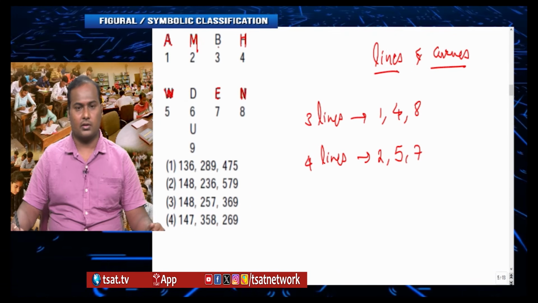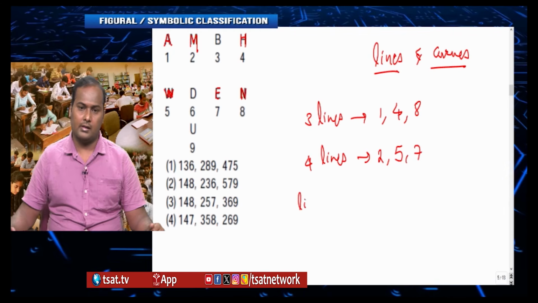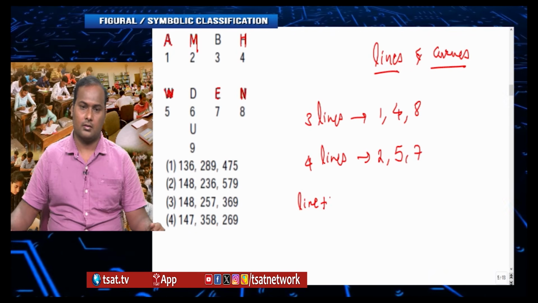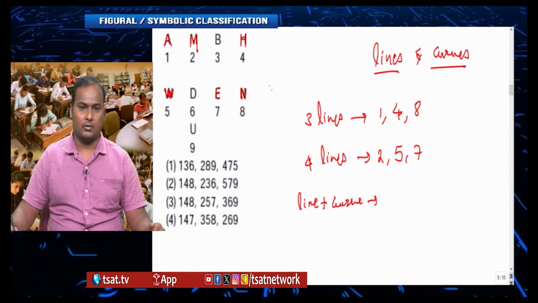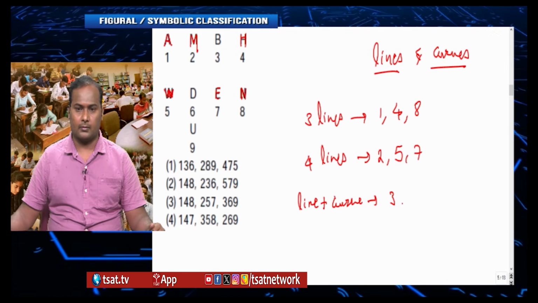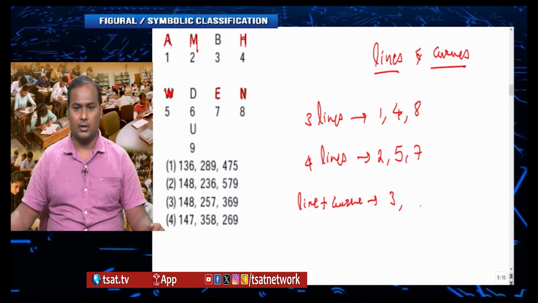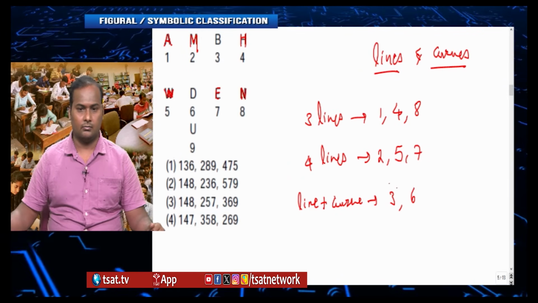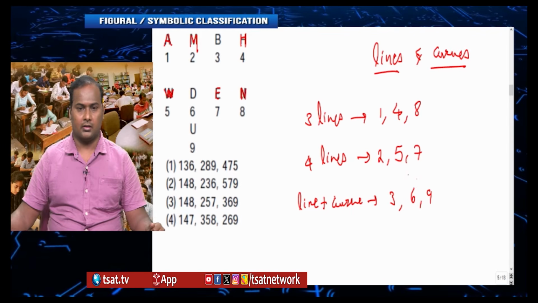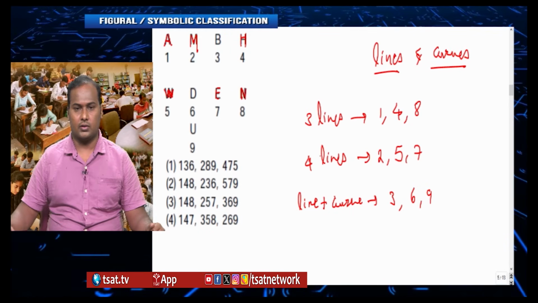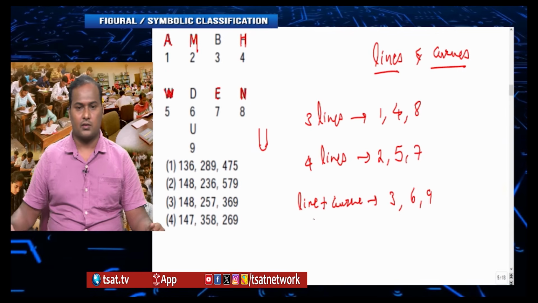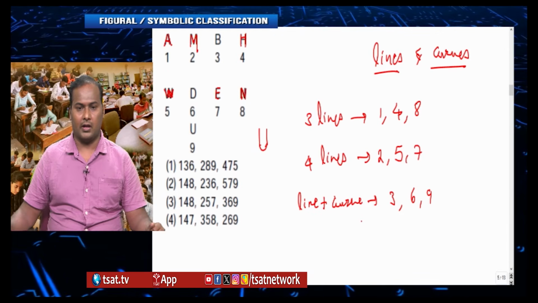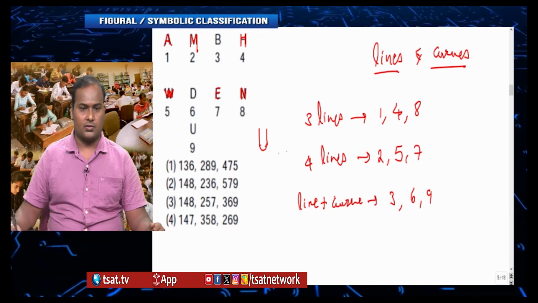So which one is based on curves? So line plus curve. Based upon the characters of line and curve, your answer will be figure 3, that is B, figure 6, that is D, again figure 9, that is U. So you also write 2 lines and again 1 curve like this. So that is grouped based on lines and curves. So what is your answer?